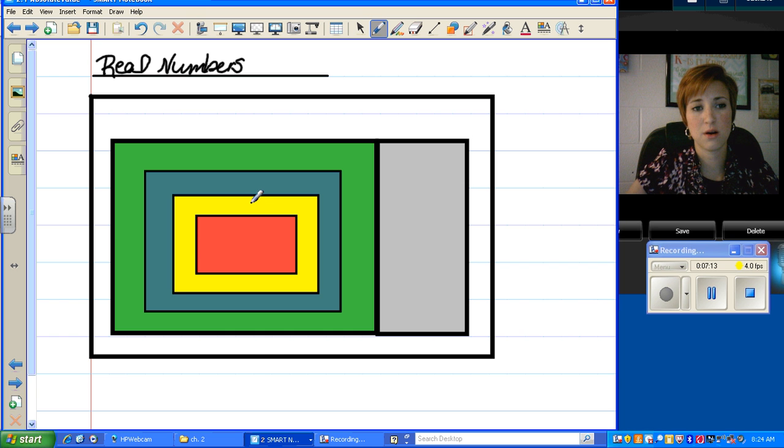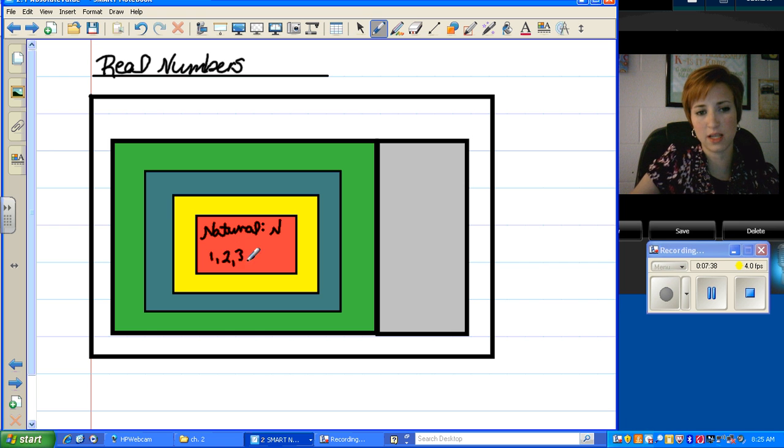I always like to start out with our smallest one and work our way out. So the one in the middle is our natural numbers, because we said they're our smallest ones, our counting numbers. Natural numbers we denote with the letter N. We already said those were our 1, 2, 3, for as high as we could ever count, to positive infinity.